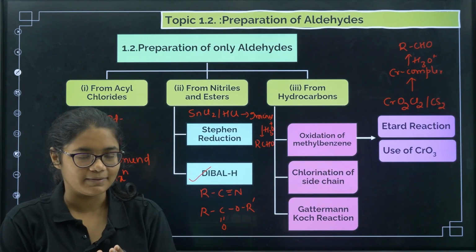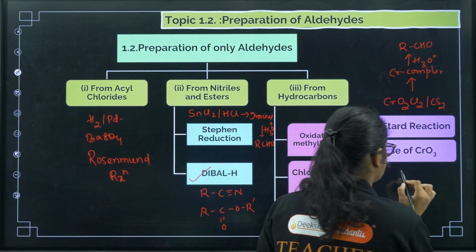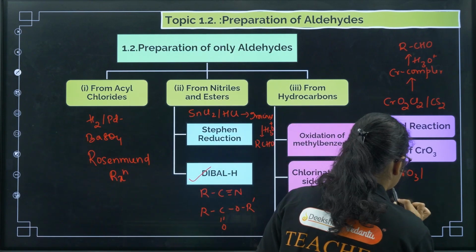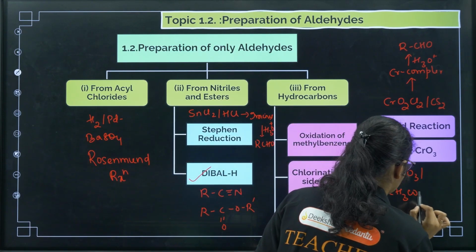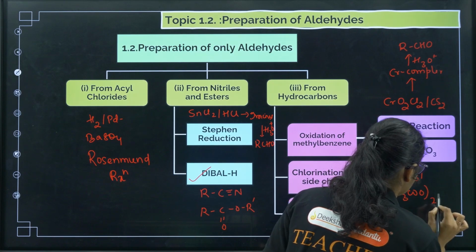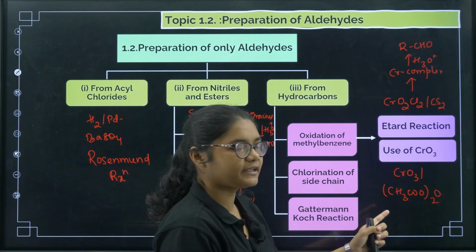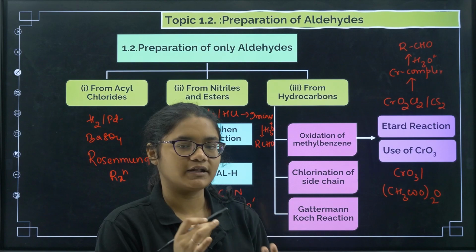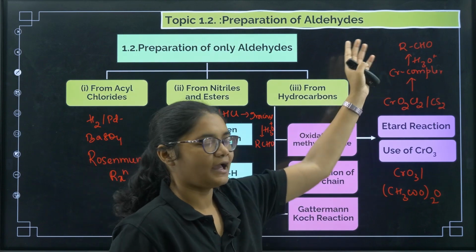You can just take methyl benzene in presence of chromium oxide and acetic anhydride, (CH3CO)2O. This will give you a complex. After that, if you do hydrolysis, again we will get aldehydes.